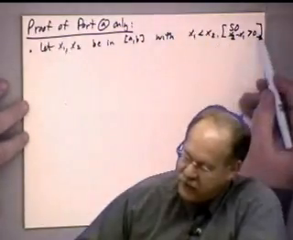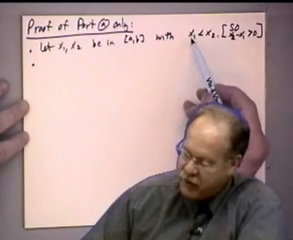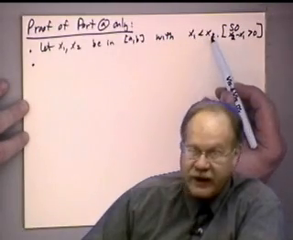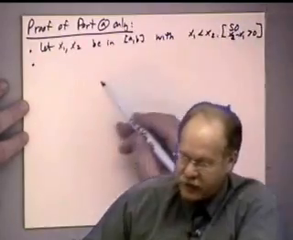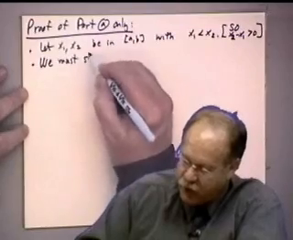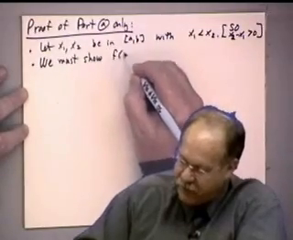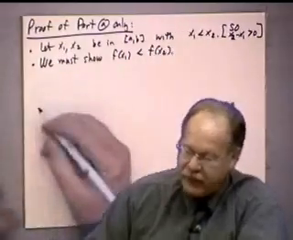So I want to show that the function is increasing, which means I want to show that f of x1 is less than f of x2. That would mean that the function is going up, as we would hope it would be. So let's write that down. We must show that f of x1 is in fact less than f of x2 as we go from left to right.